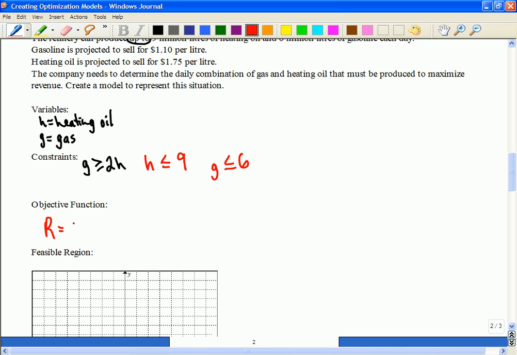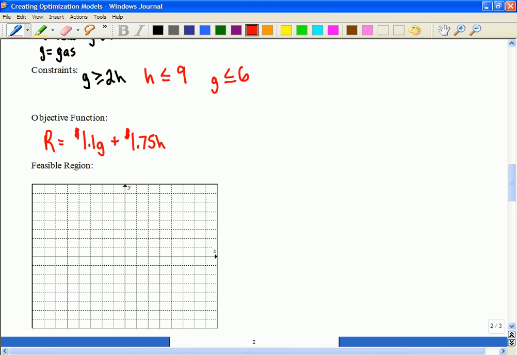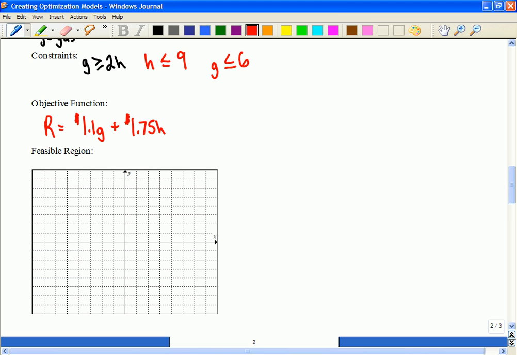So how'd you get that? Right. So you take the number of gasoline and you times by 1.1. And then what do you have to add to it? The heating oil. And how much is heating oil worth? 1.75. Okay. So 1.75 heating oil and 1.1 gasoline. That'll tell us how much revenue this company makes. So that's what we would like to make the most of. We'd like to maximize that to profit the most. So let's go down here and try and graph our constraints and see where the profits show up.